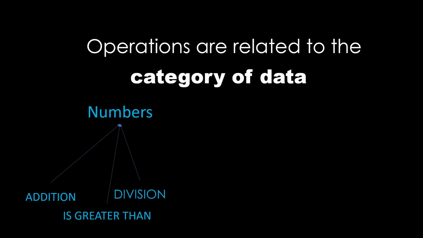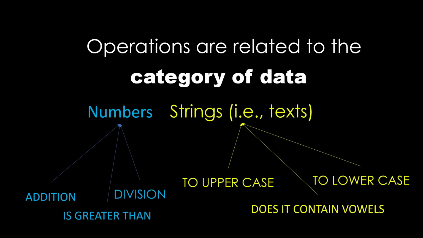This brings us to a key concept in any programming language. It is called data types. This means what type of data a variable can store. Is a variable storing numbers or texts or something else?